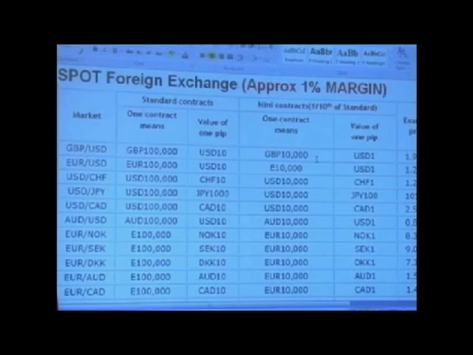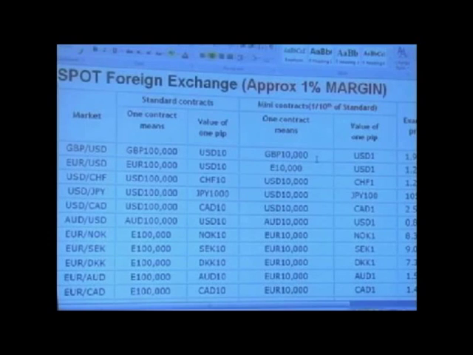However, we still need to find out our investment. So let's come back to the contract specs. Now over here, for pound US, the minimum size or the minimum quantity that you can buy is 100,000 pounds. And for mini contracts, the minimum is 10,000 pounds.